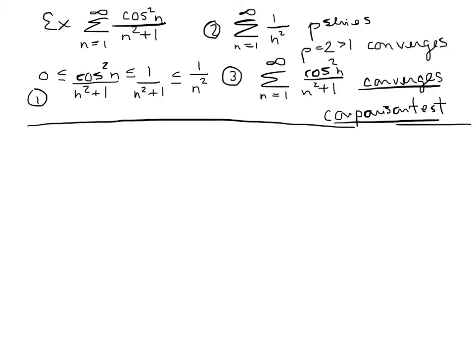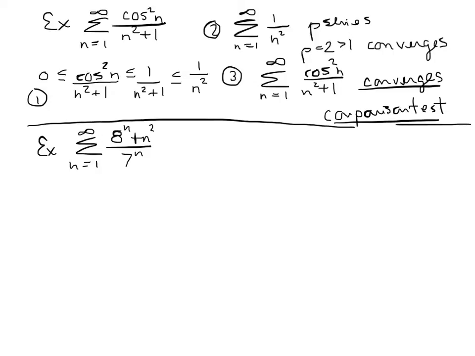So let's do one more example here. Let's look at the sum from n equals 1 to infinity of 8 to the n plus n squared over 7 to the n.